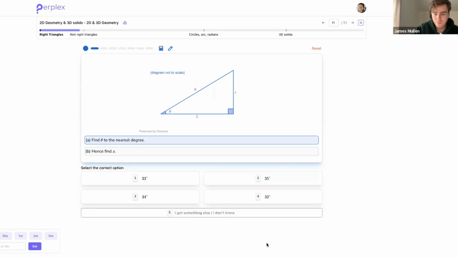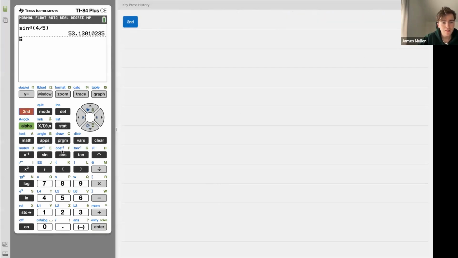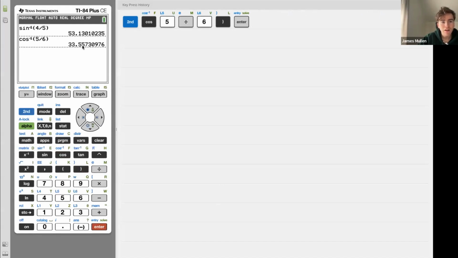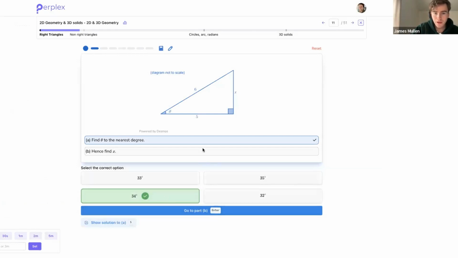Let me do that. So I'm going to just clear this. I'm going to go second, inverse cos, 5 divided by 6, close my bracket, hit enter, and I get 33.557. But the question says to give the angle to the nearest degree. And because I'm above 33.5, I have to round up to 34 degrees. So if you put 33, that was a deliberate trick. Let's go back and put in 34 degrees. And then we go to part B.